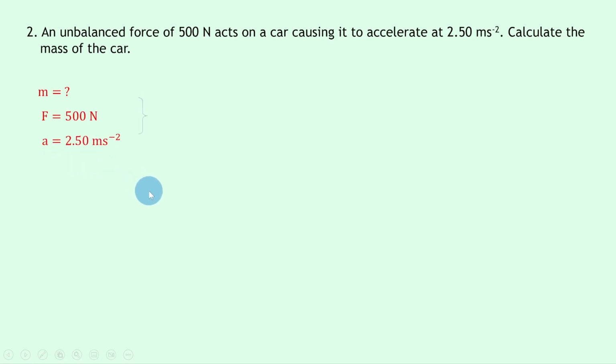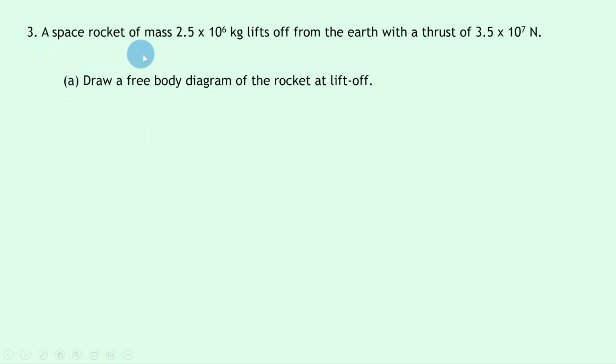So writing down our equation for Newton's second law gives us F equals ma. We can then rearrange for the mass m by dividing both sides by a. So we get m equals F over a. Substituting in the numbers gives 500 divided by 2.5, and putting that into your calculator gives you a final answer of 200 kilograms.